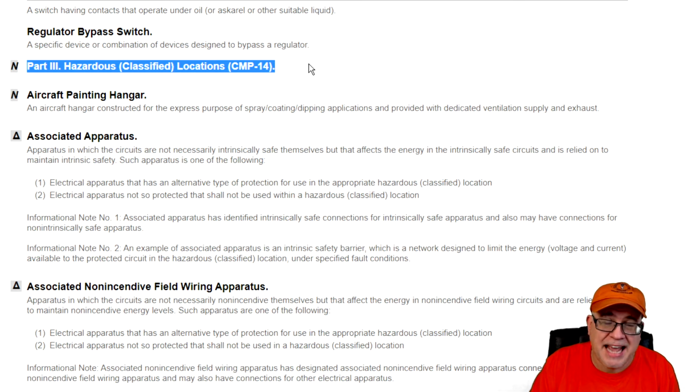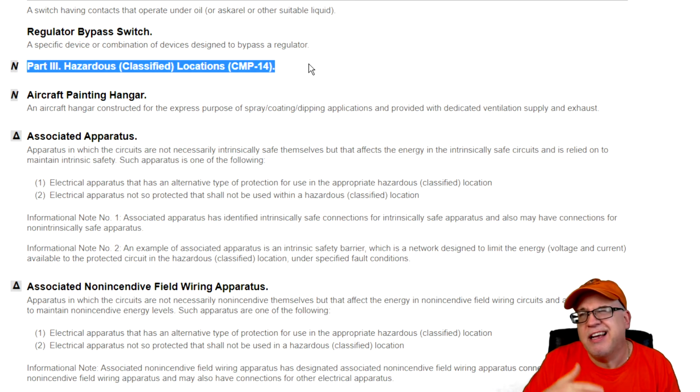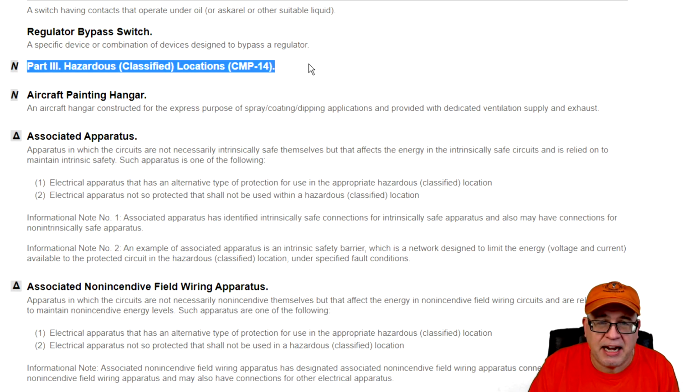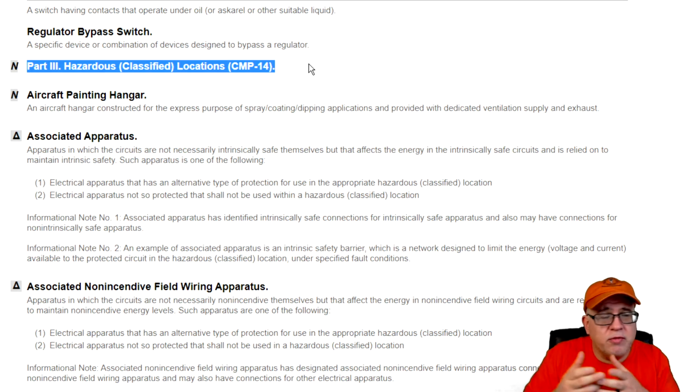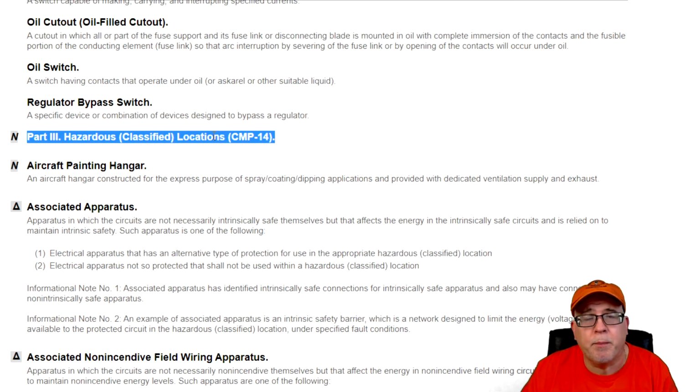501 is gases and flammable vapors in liquids. Class 2 is combustible dust and things like that. And then class 3 was flyings and fibers and things like that. So you had these definitions, and some of the stuff overlapped. So what we've done is basically just move those definitions back to Article 100 and created a whole new part.